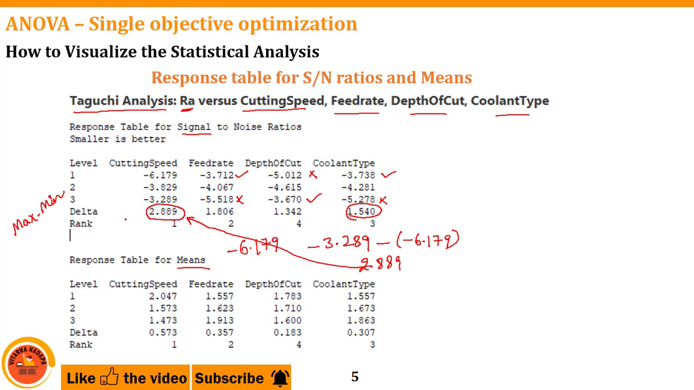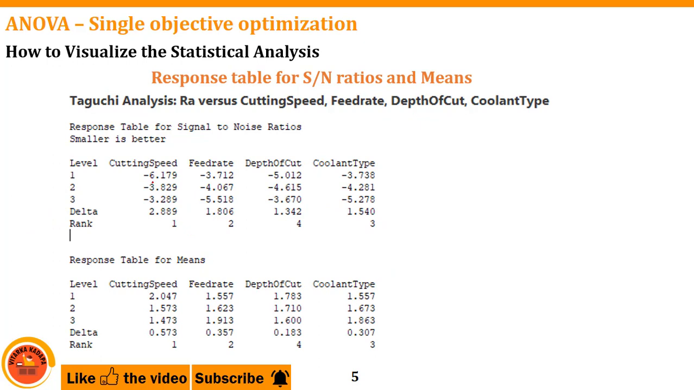Now among all these delta values, which is the highest one? 2.89 is the highest one, followed by 1.806, followed by 1.540, followed by 1.342. So now I will give the ranking here. By this ranking, what we have to conclude is cutting speed is the most influential factor, followed by feed rate, followed by coolant type, followed by DOC, depth of cut. So this is what we have to conclude for the surface roughness. The remaining things, flank wear and all, we have not done right now. Okay, so this is the conclusion which we are drawing.